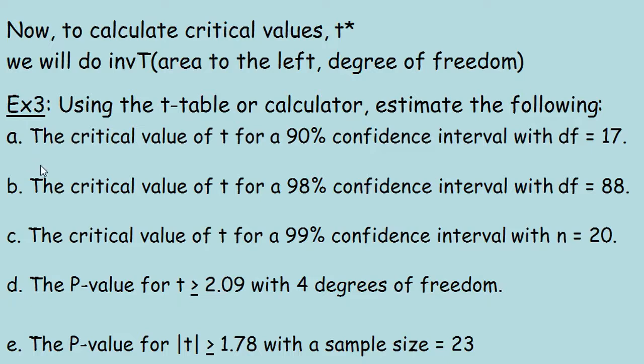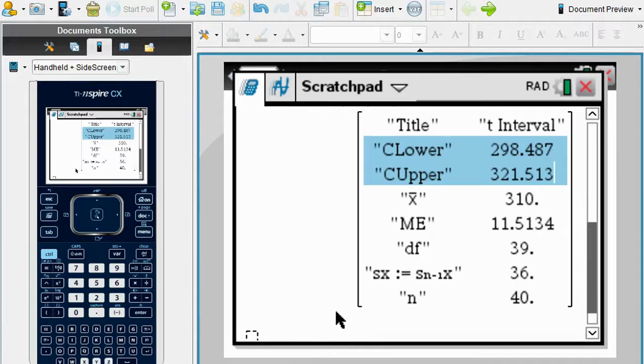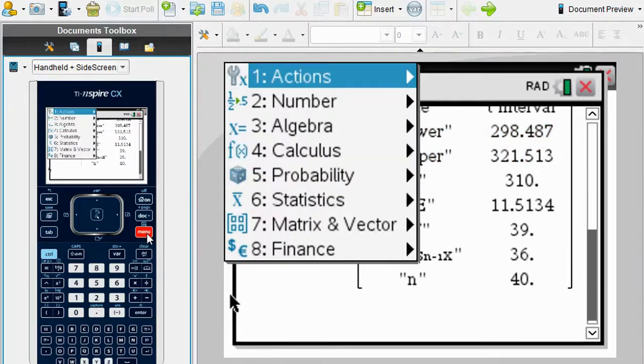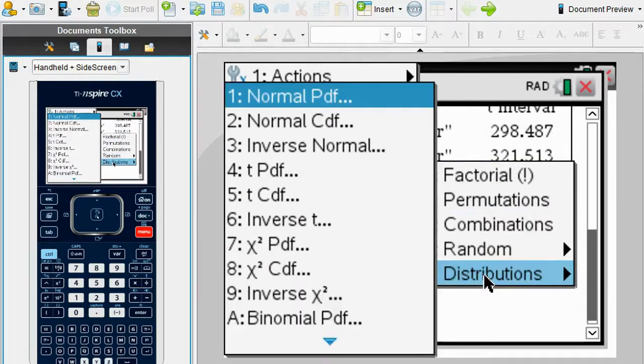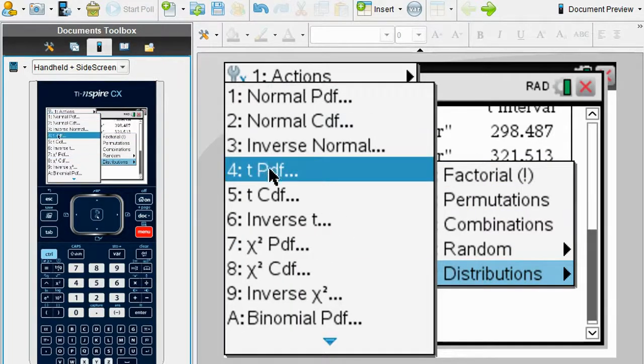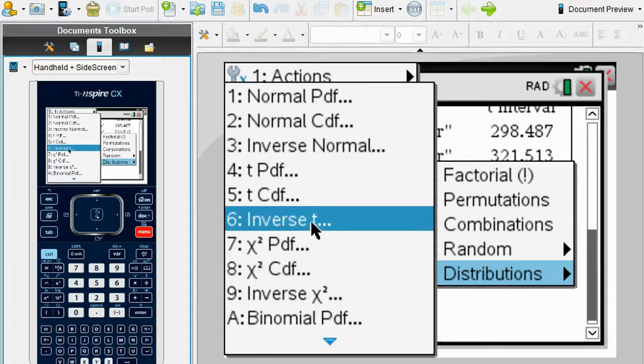Letter A, example number 3. Using the t-table or the calculator, we're going to use the calculator. Find the critical value t, so find t star for a 90% confidence interval if the degrees of freedom is 17. So here's what you'll do. You'll do an inverse t. Get your calculators, go to menu, probability, distributions, and instead of inverse normal, choose the one that says inverse t.